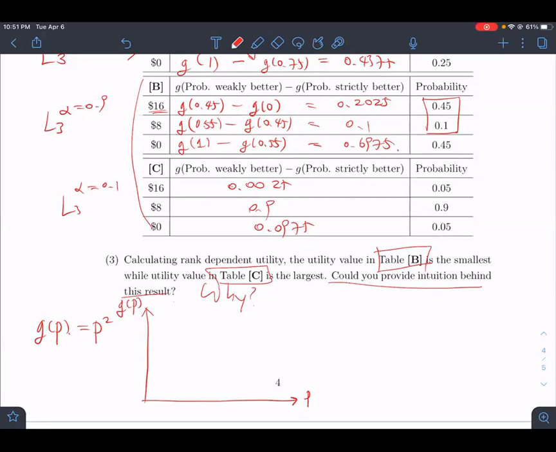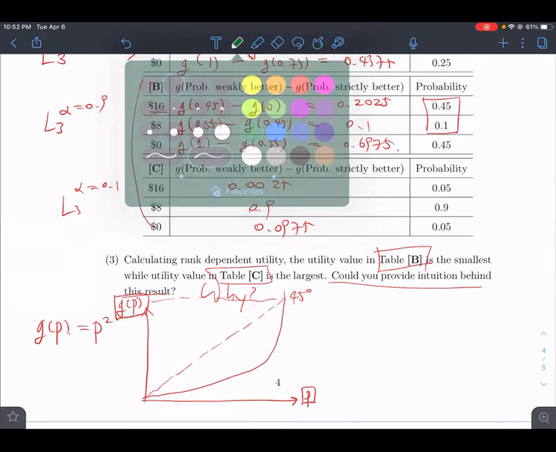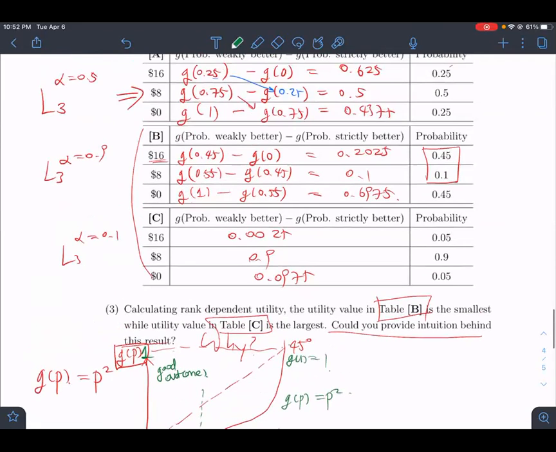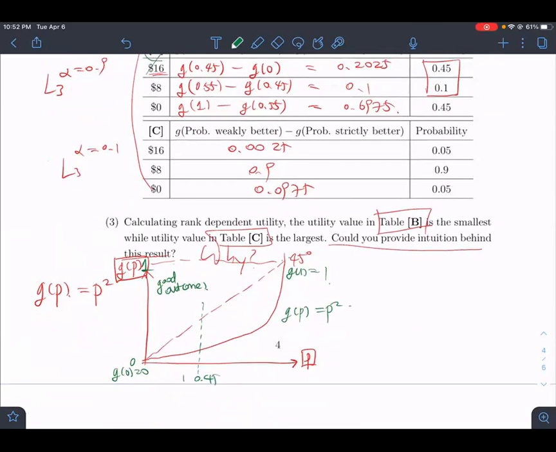So if we plot this function, G of P at the y-axis, and P at the x-axis, the domain, this is the 45 degrees line, then G of P looks like this, where this one is 1. So G of 0 is 0, G of 1 is 1. Now the G function looks like this. So at the very starting point, this is the region when we calculate the good outcomes. For example, for B, we had G of 0.5 minus G of 0. So I was subtracting this point A.